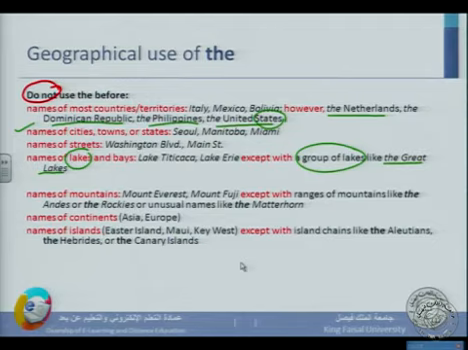But with the exception that we use the with a range of mountains.